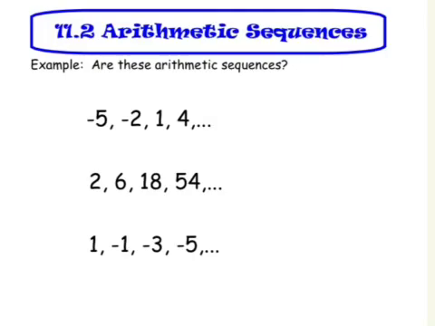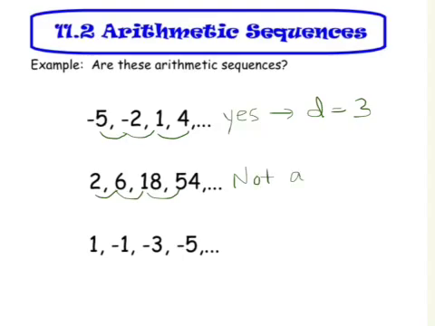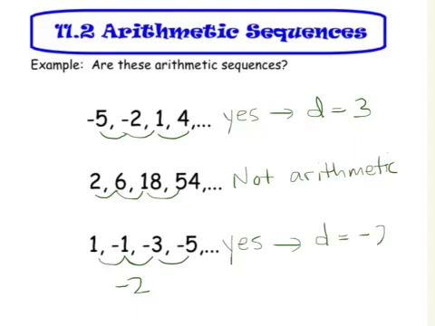Now let's take a look at a couple of sequences here and decide if they're arithmetic or not. In my first example, you'll notice that each time to get to the next term, I'm adding 3. So yes, this is arithmetic, and d is positive 3. In the next example, you'll see that I'm not adding any common difference. In fact, I'm actually multiplying here by 3. So this is a sequence, but it's not arithmetic. And the last example, we can see here that each time I'm subtracting 2, so it is an arithmetic sequence, and since I'm subtracting, my common difference d is negative 2.